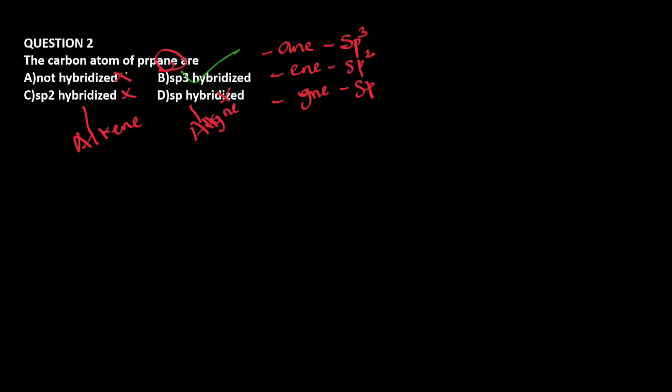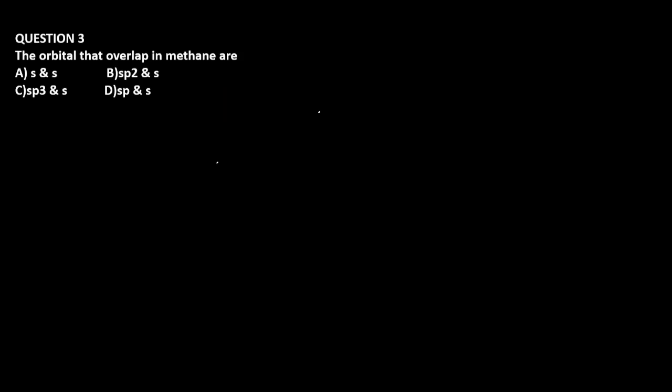It's very simple. Now let's move to the next one. They asked the orbital that overlap in methane. Now let's look at this. This is methane, right? When they mean overlap, they mean something that comes together, probably to form a bond in most cases.